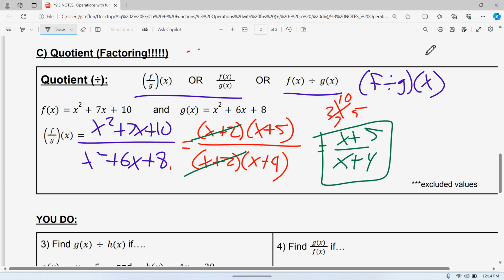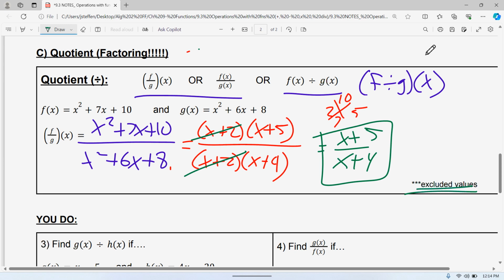So the excluded values. Once you're finally done with this, there are a couple of numbers that will not work for this. Those numbers are the ones that make your denominator 0. Why you can't ever have 0 as a denominator, talk to me sometime. We can look at it and we can talk about it. I don't think any of you guys are interested, and I don't think it's going to help you guys, so I'm not going to get into that.